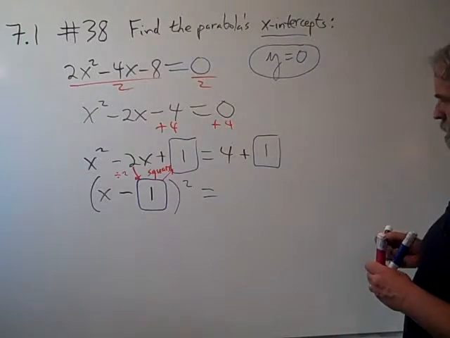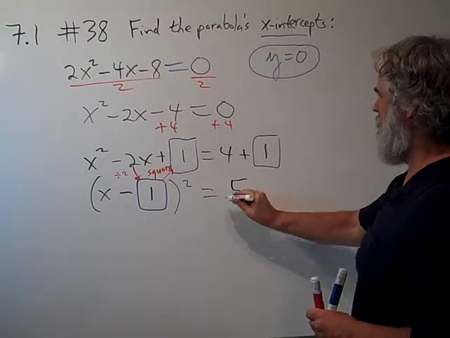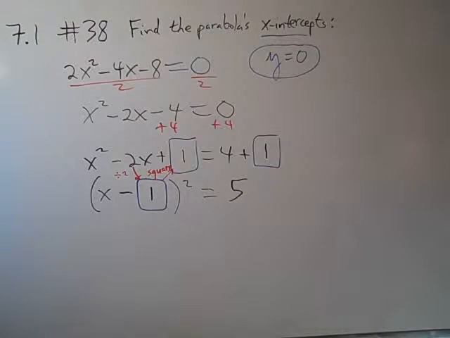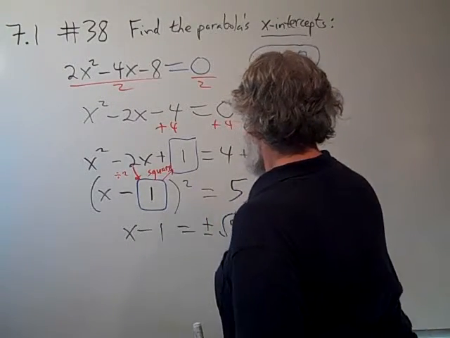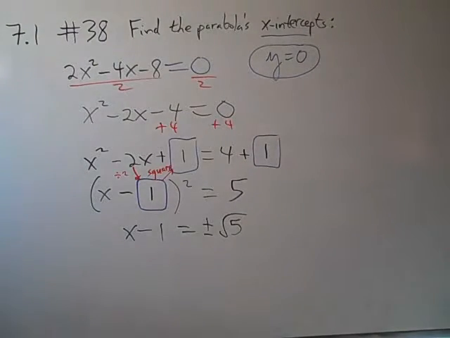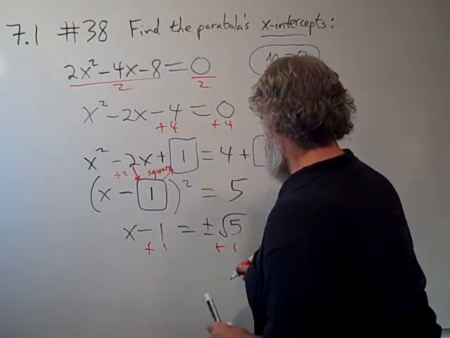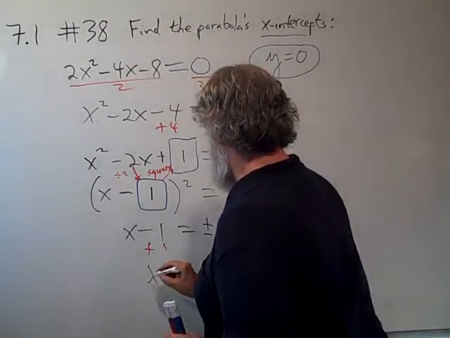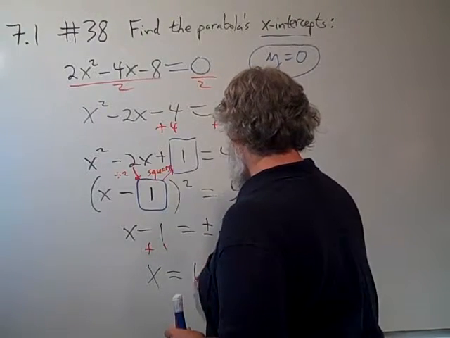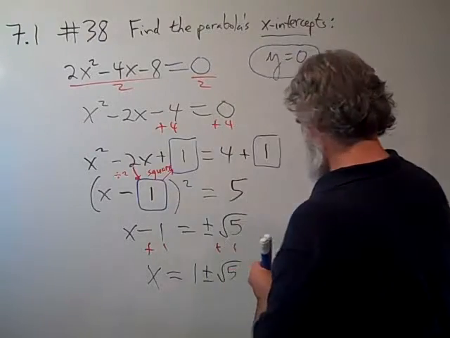So we had to add 1 to both sides of this equation. And 4 plus 1 adds up to 5. So now we can take the square root of both sides. We get that x minus 1 is equal to plus or minus the square root of 5. And if we add 1 to both sides, we've solved the equation, because we get that x is equal to 1 plus or minus the square root of 5.